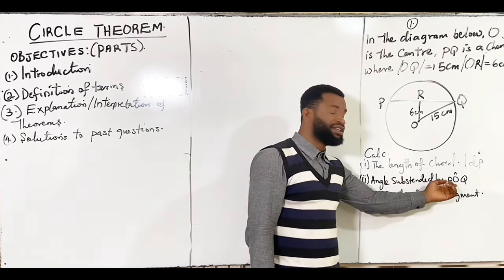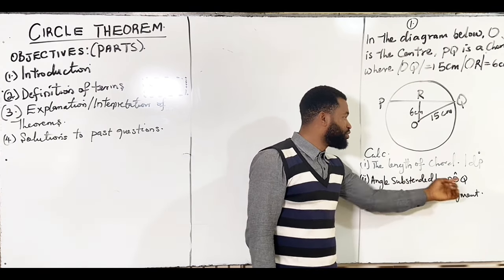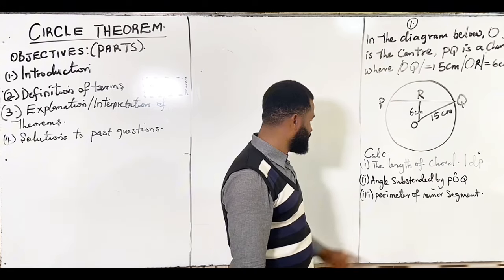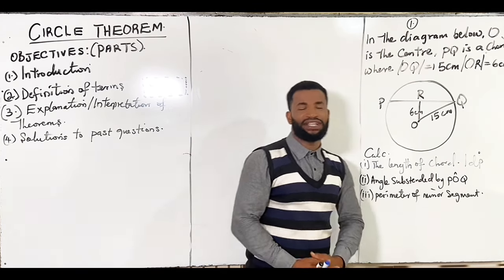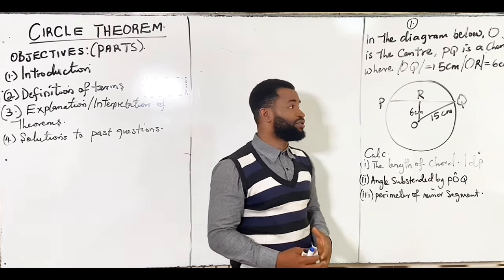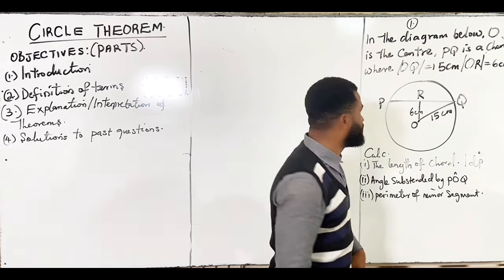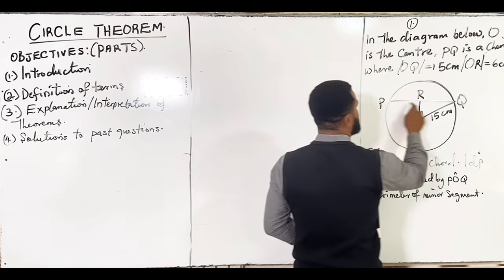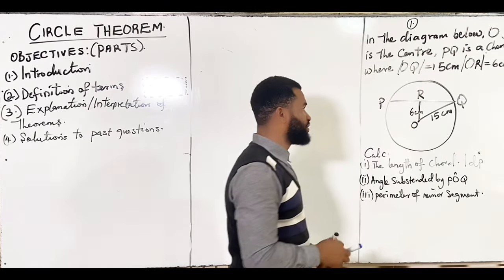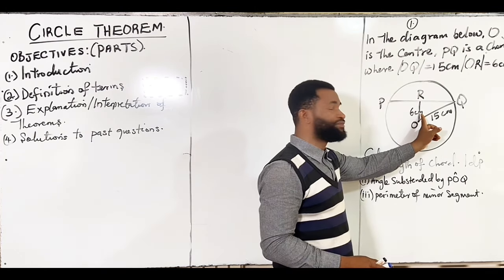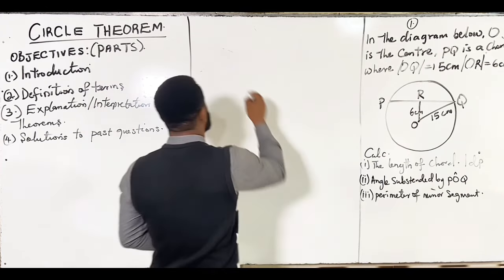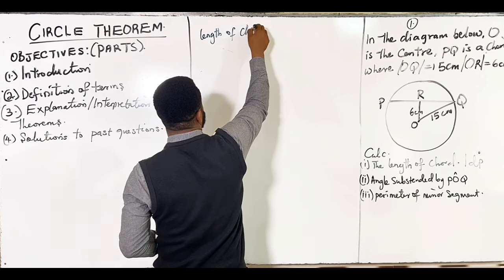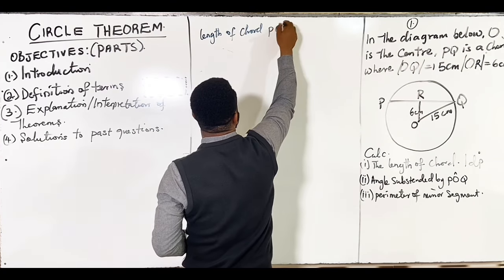The angle subtended by POQ, this is POQ, alright? And the perimeter of the minor segment. In this case, we do not know which one is the minor segment, but let's get on with it. Alright, the length of the chord, that means from here to here. I can't find the length of the chord unless I find the angle here. So first of all, length of chord, which is PQ.